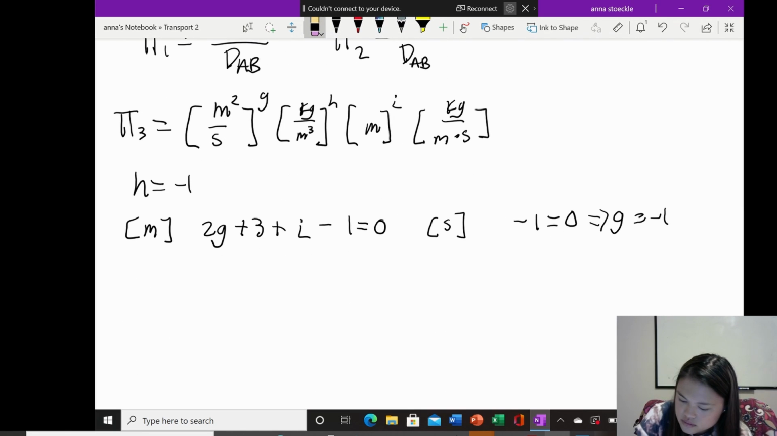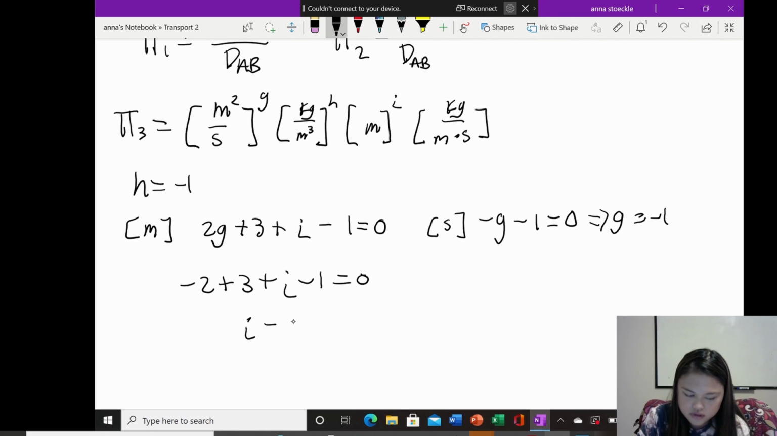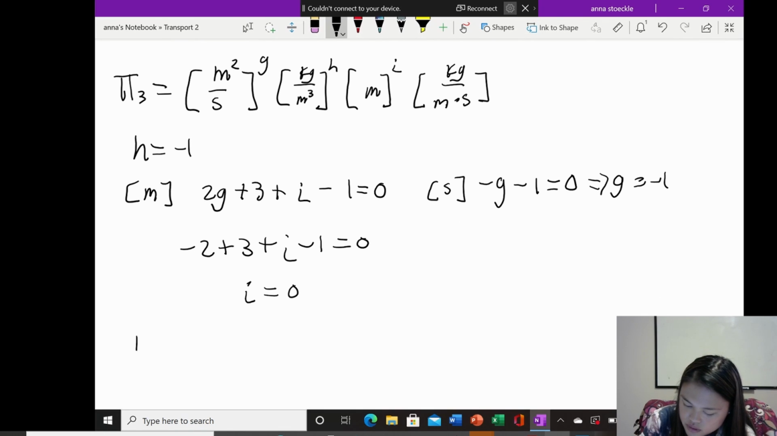Okay, I want to rewrite that. And now we want to look at the meters, so we can plug in for what we have. So -1 for the g, which will be -2 plus 3 plus I minus 1 to equal that 0. Then those are just going to cancel out so that I is going to equal 0. So let's put that in for the pi 3.